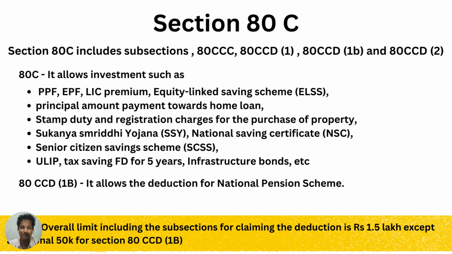In 80C, there are multiple investment options that you can show. The first one is PPF, that is Public Provident Fund. Then EPF, Employee Provident Fund, if I'm not wrong. The third one is LIC premium. The fourth one is Equity Linked Savings Scheme, that is ELSS. Then comes principal amount payment towards a home loan, then stamp duty and registration charges for the purchase of property, then Sukanya Samriddhi Yojana, then National Savings Certificate, Senior Citizen Savings Scheme, then ULIP, tax saving FD for 5 years, infrastructure bonds, etc. So many options.